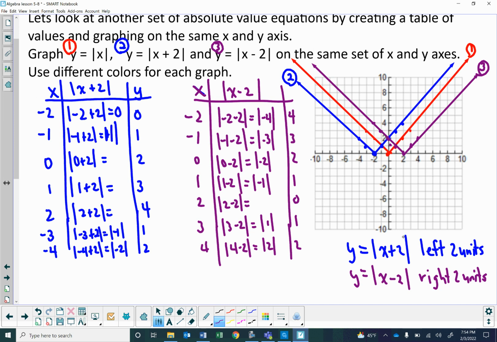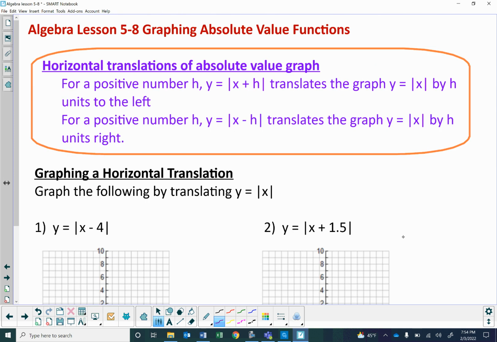So if you have something that's in the absolute value symbol and it's added to the x, you're going to shift it to the left. And if you have something that's inside the absolute value symbol and it's subtracted from the x, you're going to shift it right. This leads to the horizontal translations of an absolute value graph.